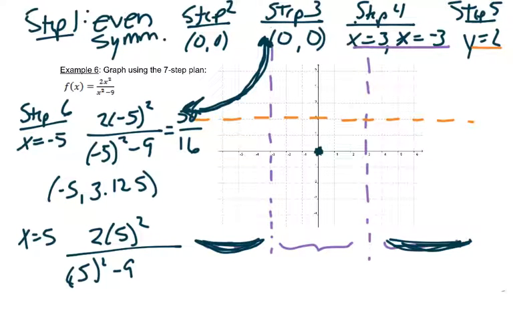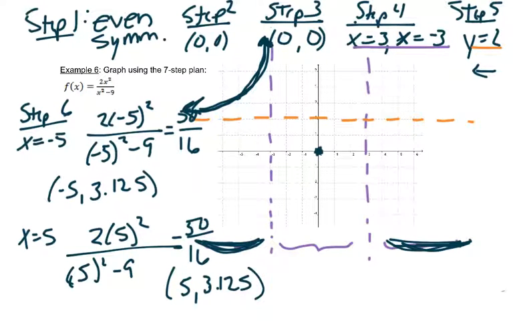And the reason I chose that is because we said in step 1 that it's symmetric. So if I have this piece up here in the top left-hand corner, the piece over here in the top right-hand corner should mirror that. So I still get 50 on the top and I still get 16 on the bottom, so I know that I have the point 5, 3.125, which is a point right about there again, right above the 3, which tells me that I have this graph right here. So I can use that even symmetry to my advantage.